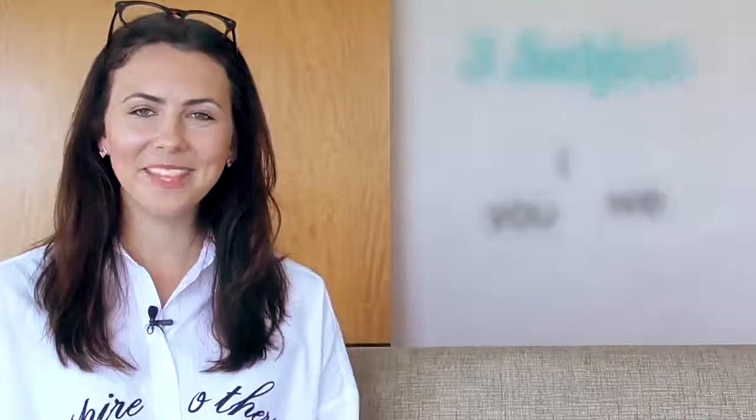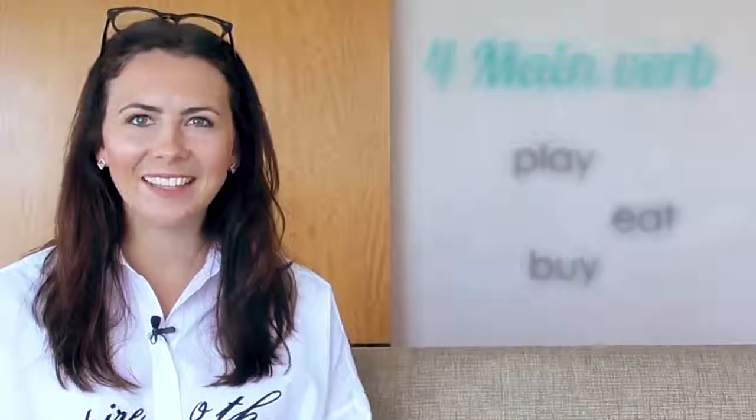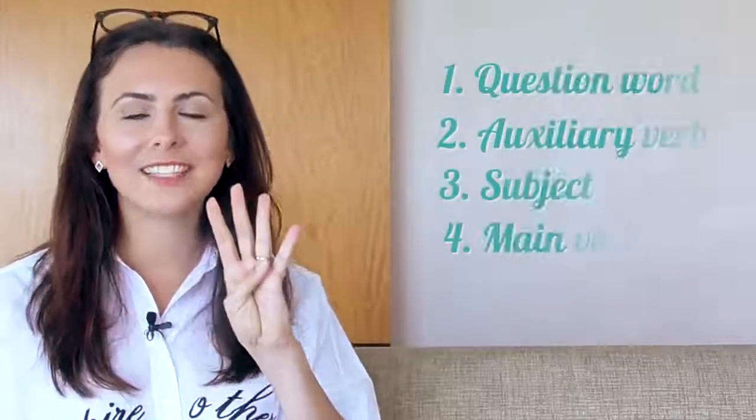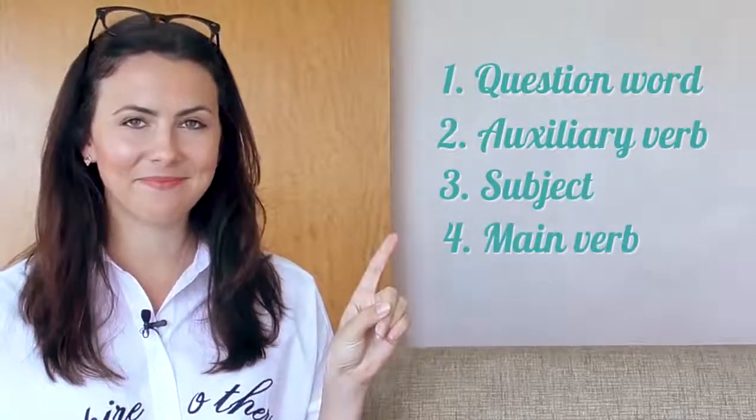Thirdly, you need your subject. I, you, we, etc. And your main verb. Any verb, play, eat, buy. These are the 4 things that you need, and you need them in that order every time.